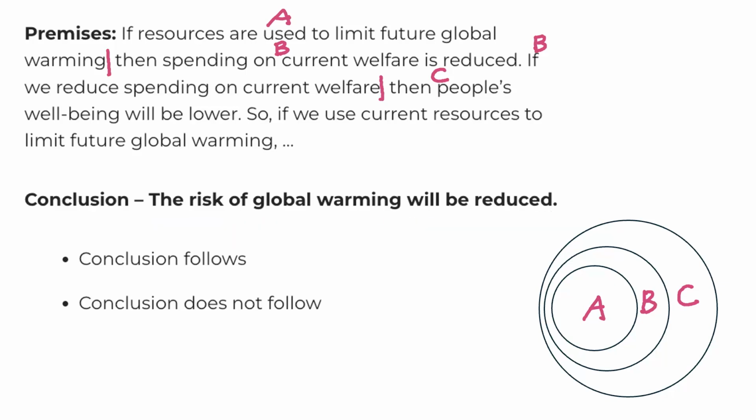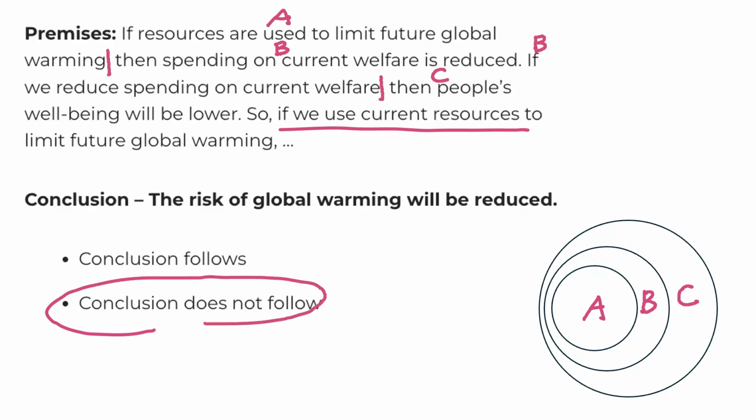Well, this isn't if A, then C. That would be if resources are used to limit future global warming, which is what we see here. Again, this is A. Then we should expect C. Then people's well-being will be lower. But the conclusion is different. The conclusion does not follow, and therefore the correct answer is the conclusion does not follow.